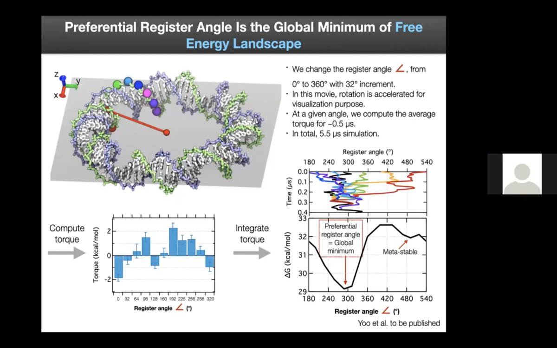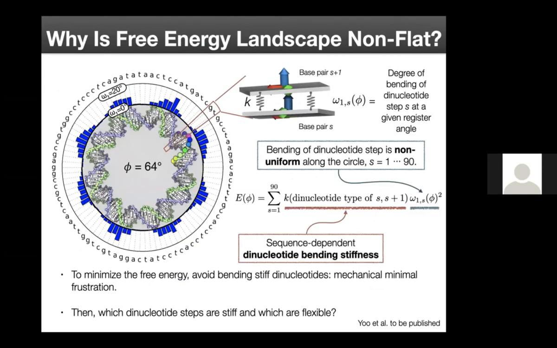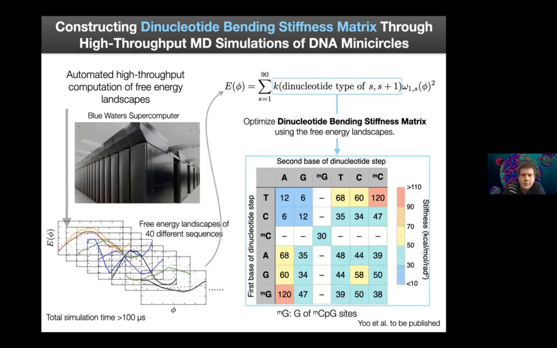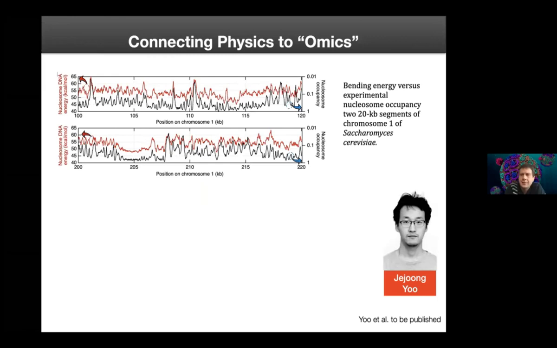Okay, thank you. Sure. All right, so after we've done all of this, what's the point? The point is that now we have this function and we know how DNA is bent in the nucleosome, and we can ask questions at the genome scale. Basically we can connect physics to omics. So let me give you an idea of what it is.